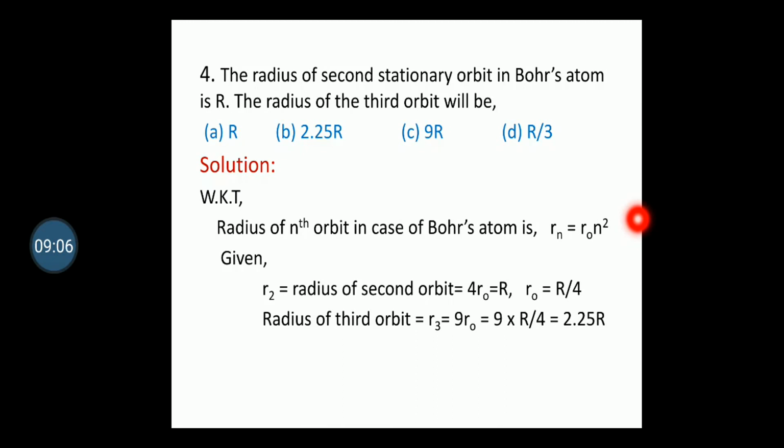We need to find out the radius of third orbit. So R3 is equal to 9R0. Substitute the R0 value which is got from R2, 9 into R divided by 4, which is equal to 2.25R. Hence the correct answer is B.